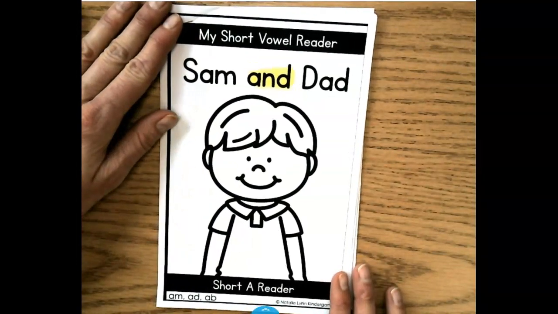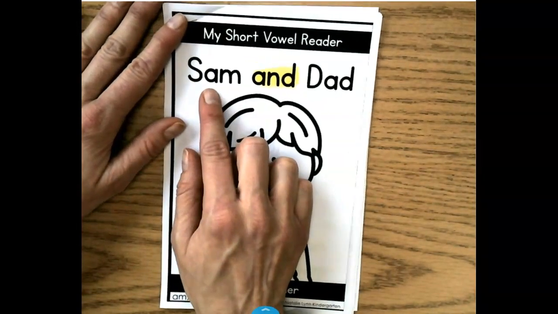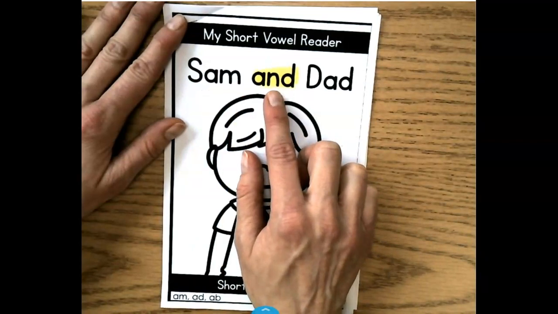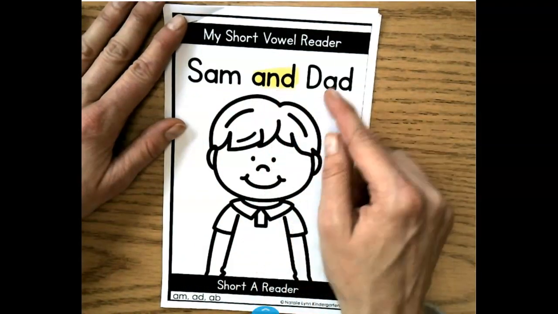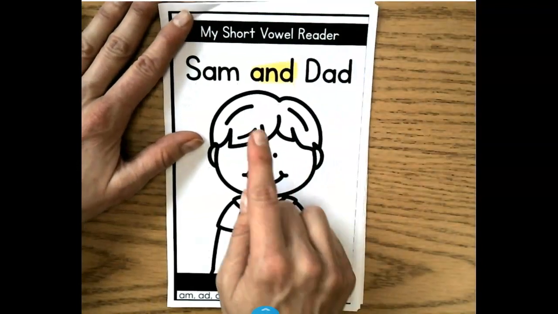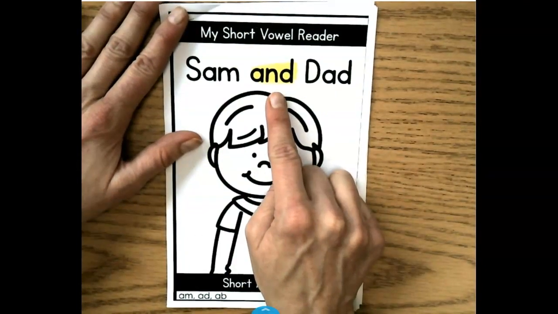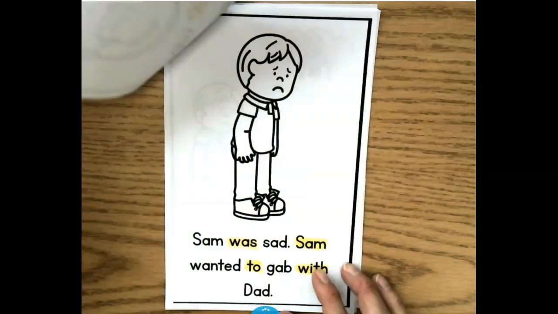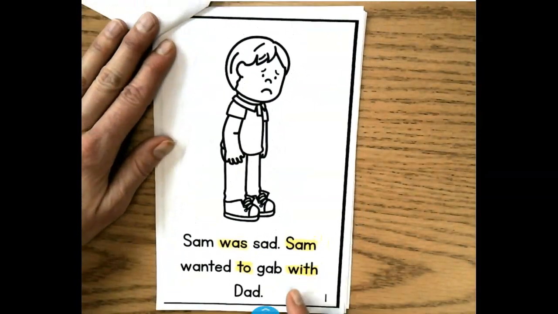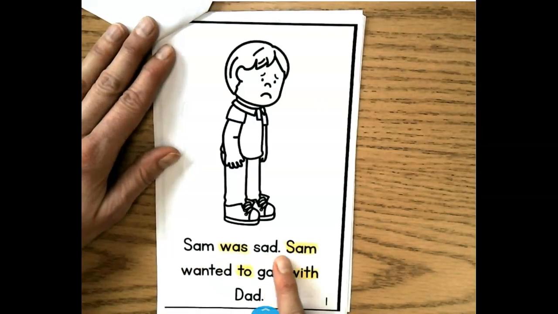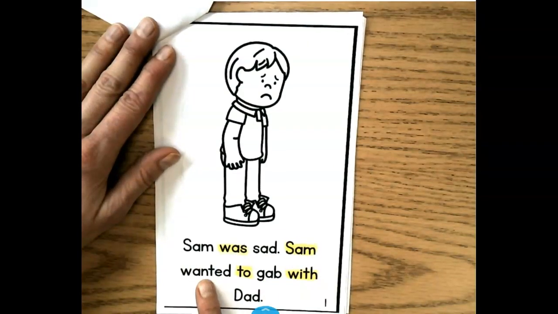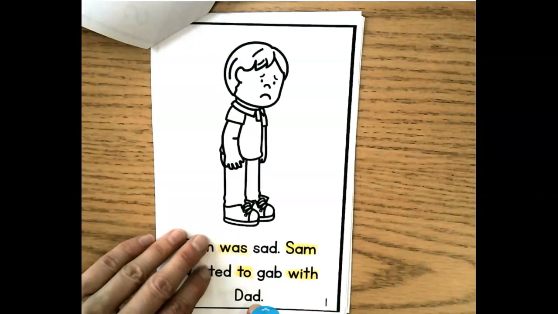Now it's time for our duet reading. I'll read the words in white. You'll say the words in yellow. For this page, I would say Sam, you would say and, and I would say Dad. Ready? Let's begin. Sam, Dad. Keep saying all of the yellow words as we go. Sam, sad. Wanted, gab, Dad.